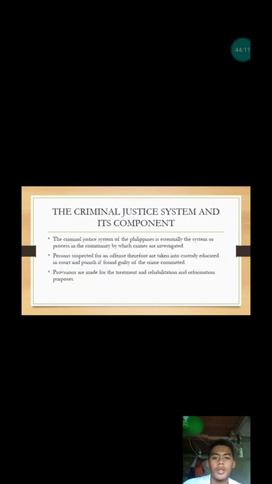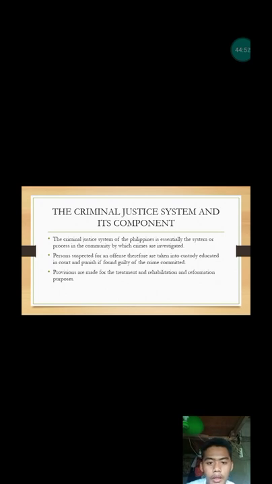The criminal justice system and its components. The criminal justice system of the Philippines is essentially a system or process in the community by which crimes are investigated. The persons suspected of an offense are taken into custody, tried in court, and punished if found guilty of the crime committed. So if a person is suspected of committing a crime, they are taken into custody, brought to court, and punished if found guilty or innocent.